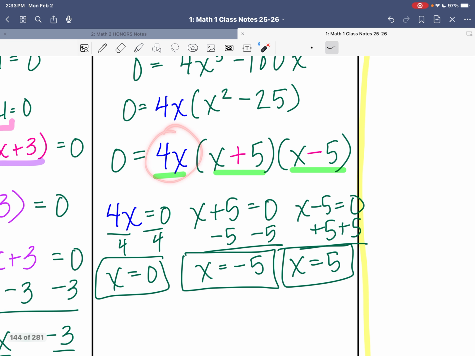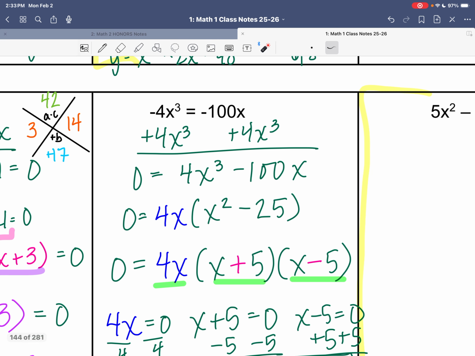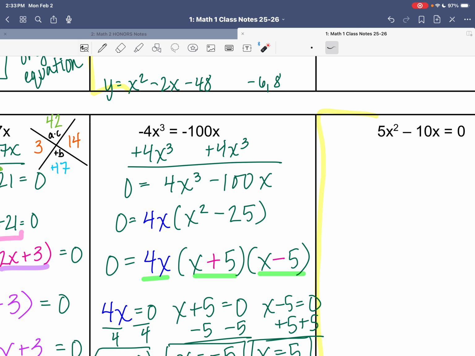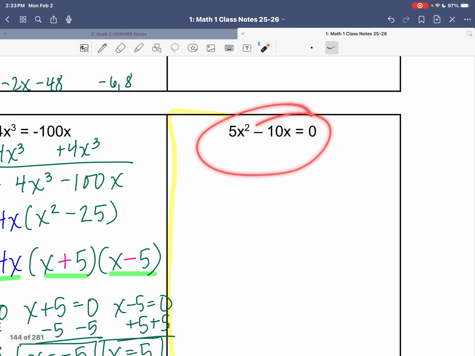So I'm going to take the first one, 4x equals 0, and divide both sides by 4, and you get x equals 0. Then I'm going to take x plus 5 equals 0, subtract 5 from both sides, and you'll get x equals negative 5. And then I'm taking x minus 5 equals 0, and then add 5 to both sides, and you get x equals 5. So there are actually 3 solutions, which again makes sense because at the beginning we have x to the third. All right, I want you to go ahead and try this one.